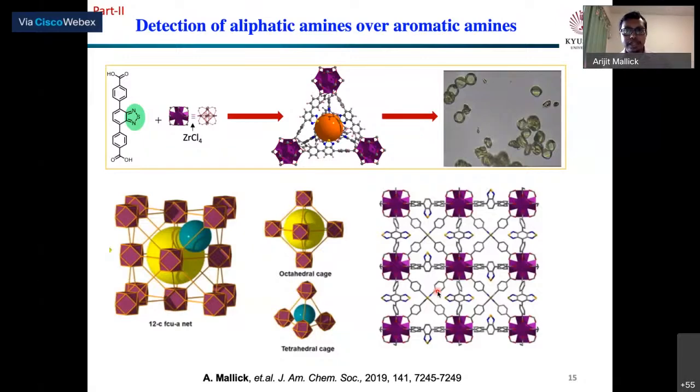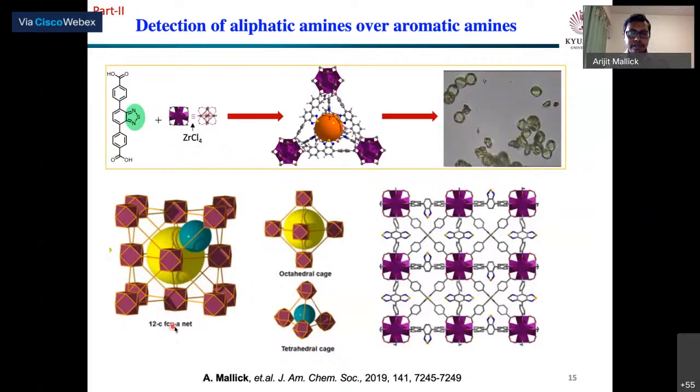So keeping all these things in mind, we designed another metal organic framework where we chose the zirconium hexanuclear cluster as metal nodes, because these zirconium oxygen bonds are very strong. So it forms a very chemically stable framework, which is thermally stable, and it will be stable in water. And we use a linear linker so that we get an FCU topology with some chromophoric unit, a thiadiazole unit at the center. And we got a very nice crystalline material, which has an FCU topology.